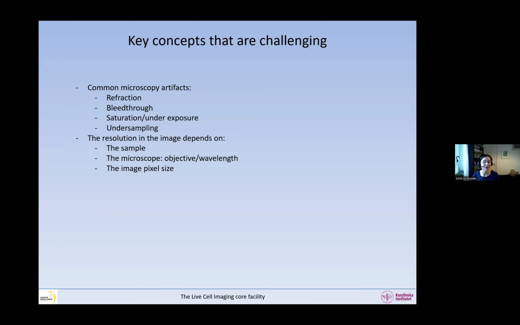And then the resolution in the image also depends on the image pixel size. And this is something that is often forgotten or simply people do not know about it because they have never heard of it.